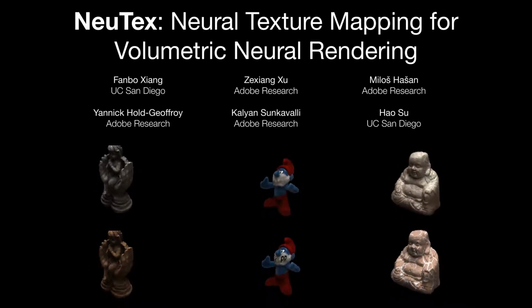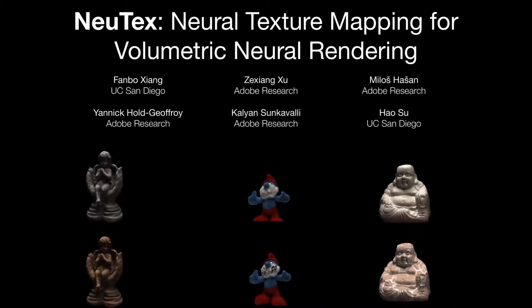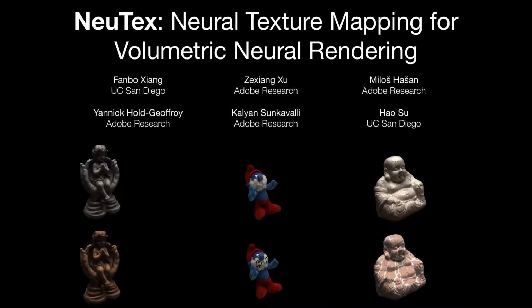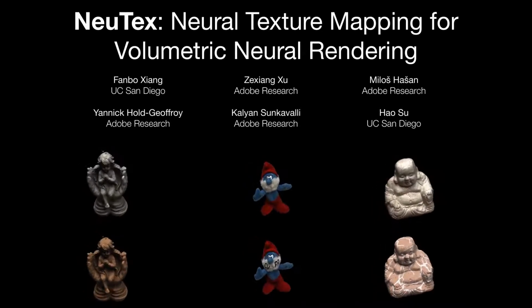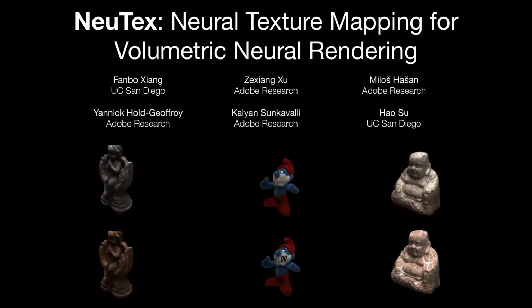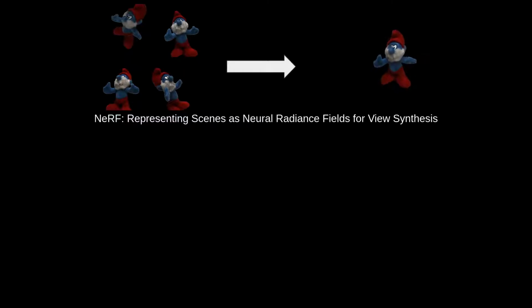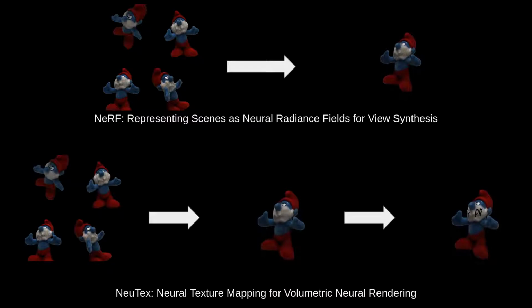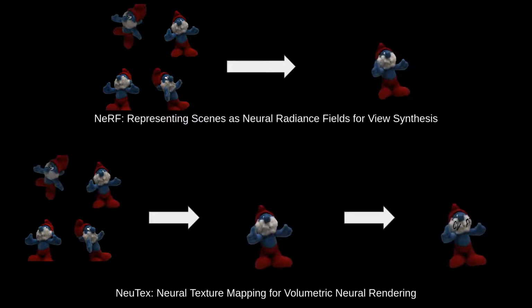We present NeuTex, neural texture mapping for volumetric neural rendering, a method that recovers 2D view-dependent textures and 3D volumetric geometries from images. NeuTex is based on neural radiance fields, or NeRF, which enables high-quality novel view synthesis from images, but is hard to support appearance editing. This limitation motivated us to develop NeuTex to allow easy appearance editing.